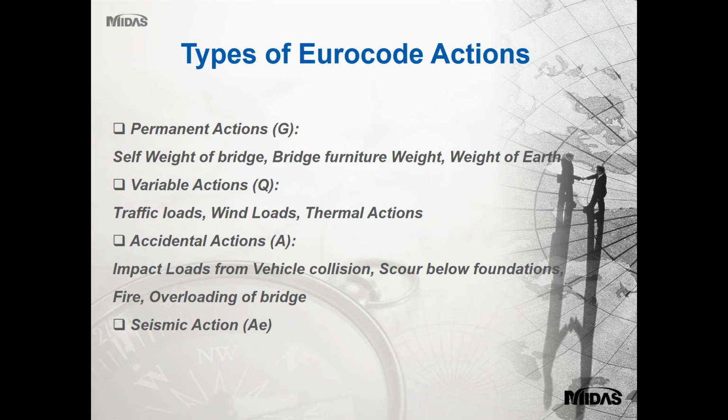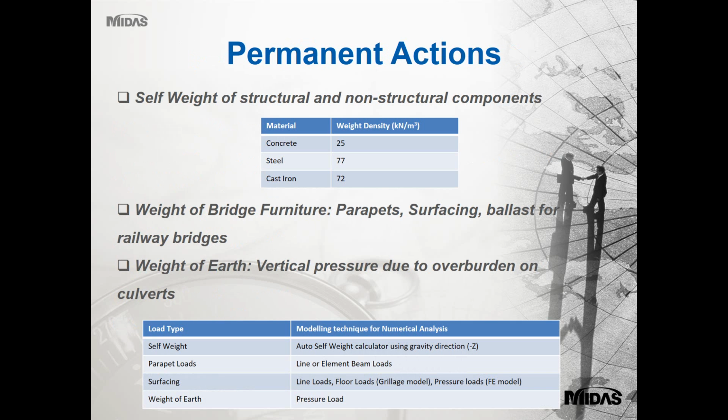Right. So now we move on to this next part, which is the Eurocode actions. As per Eurocode, we have the actions categorized into permanent, variable, accidental, and seismic. In this webinar we won't be focusing on the seismic action, but we'll look at the other aspects of the actions. So let's go to the first one, which is permanent actions.